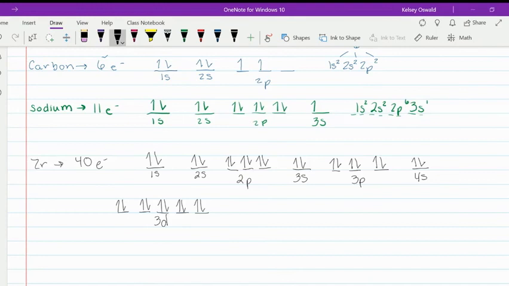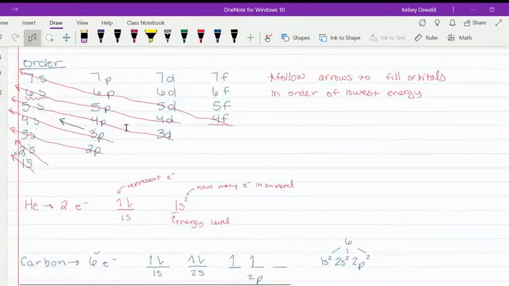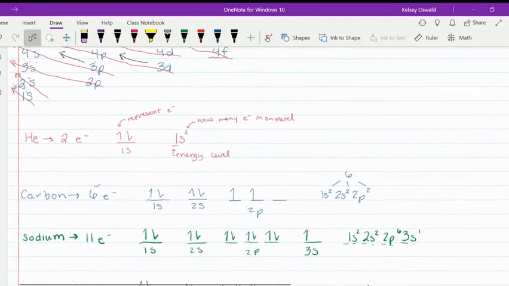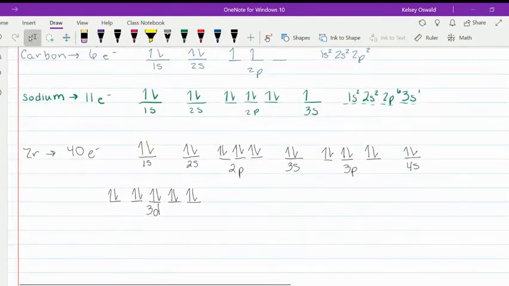Okay, so we come back up to our list and we'll see after the 3D comes the 4P. So go 4S, 3D, and then 4P again. Remember, anytime you have a peanut shape, there's 3 different ways to look at it. We have 3 beds. Each person gets their own bed first. But we still have 7 we need to go, so we'll have to double up.